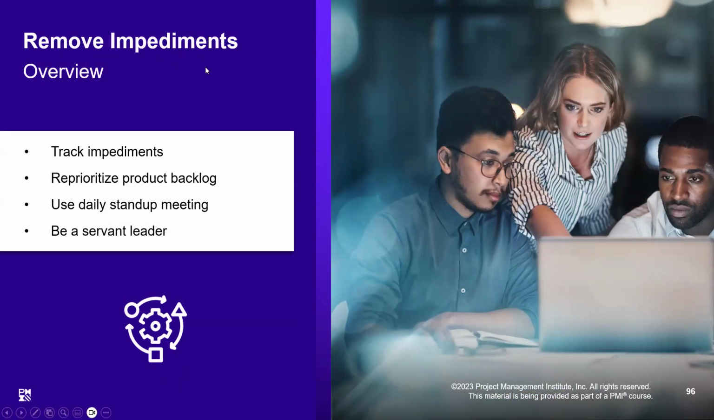So for removing impediments, you have to keep an eye on the impediments, track them, prioritize them in the product backlog, use a daily stand-up meeting to look at the status of how well we have so far addressed the impediment, and serve as a servant leader. And you are responsible as the team lead to do all this. Team members are not to be bothered with impediments. They will bother you for impediments, and you will have to resolve impediments for them.